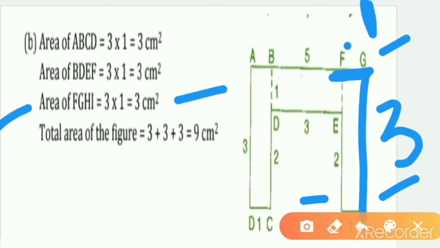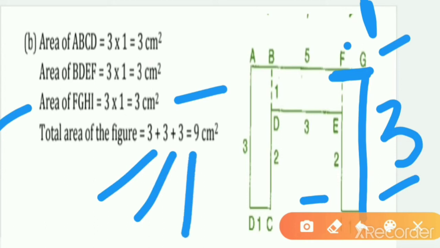Now we will find the total area of the figure. For the complete figure, we have the area for all the figures. We will add up all the figures. 3 plus 3 plus 3 plus 3, that will be 9 centimeter square.